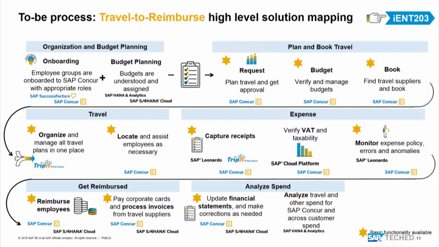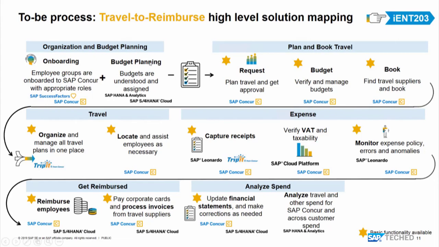And to give you some idea how these business processes actually look like, here an example from Travel to Reimburse. We really try to orchestrate the entire business process across multiple applications, from the organizational and budget planning perspective, where you have onboarding of employees, so they would have to be orchestrated across applications. The employee groups would have to be applied to a particular new employee and provided with the appropriate roles. And you have to do that, of course, in SuccessFactors and in Concur.